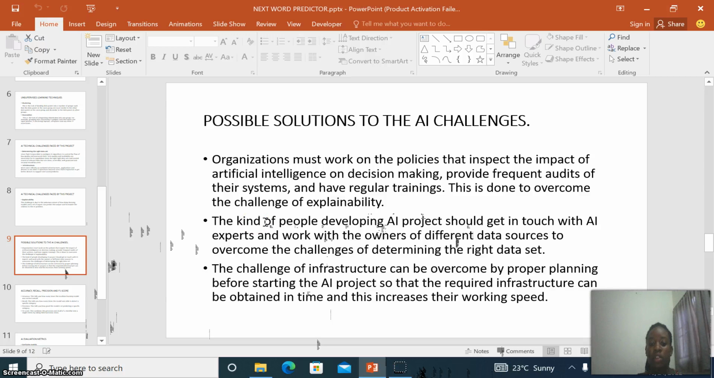Then another solution, mainly this one, is to overcome the challenge of determining the right data set. So to do this, the people starting the artificial intelligence project should get in touch with the artificial intelligence experts and work with the owners of the different data sources. That's what is mainly to be done. Then the challenge of infrastructure can be overcome by proper planning before starting the artificial intelligence project, so that the required infrastructure can be obtained in time, and this increases their working speed.